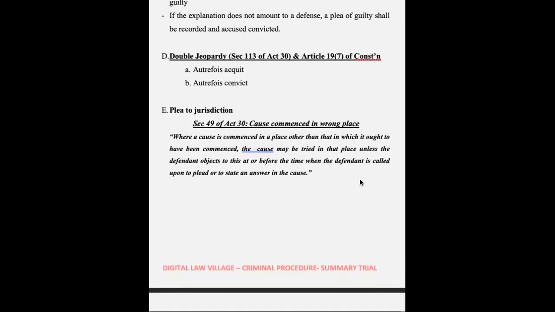Then, another option open to the accused person, double jeopardy. You can say, I've already been acquitted or I've already been convicted of this offense. Section 113 of the Act 30 and Section 9, Article 19, Clause 7 of the Constitution. And the accused can also plead as to the jurisdiction of the courts. As we saw under Section 49 of the Act 30, the accused person can, at the time that he's called upon to plead, object to the jurisdiction of the court.